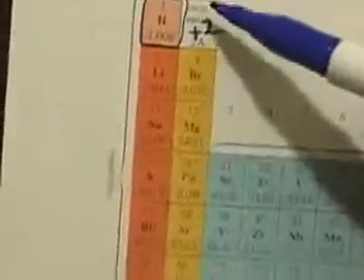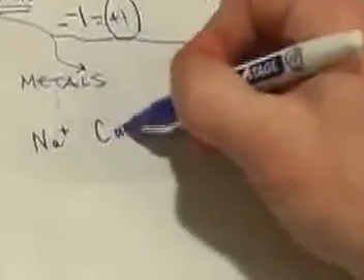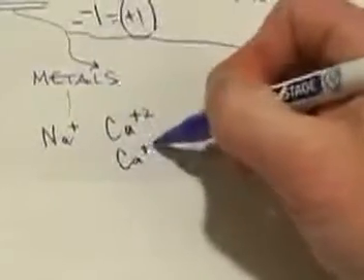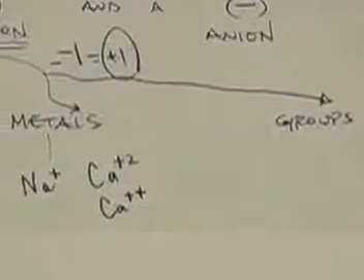Another example would be calcium. Calcium's in group 2, and so it would form a +2 metal. And so we'd write the cation calcium Ca +2, or sometimes you'll see it written like this, Ca++. It means the same thing, a +2 charge.